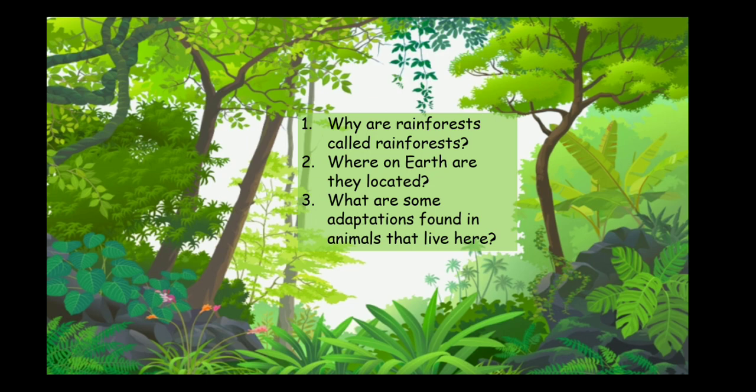Why are rainforests called rainforests? Very good, because these are places that get the most rainfall in the whole world. Where on earth are they located? On a map of the earth, the rainforests can be seen near the center, near the equator, where the imaginary line called equator is located.